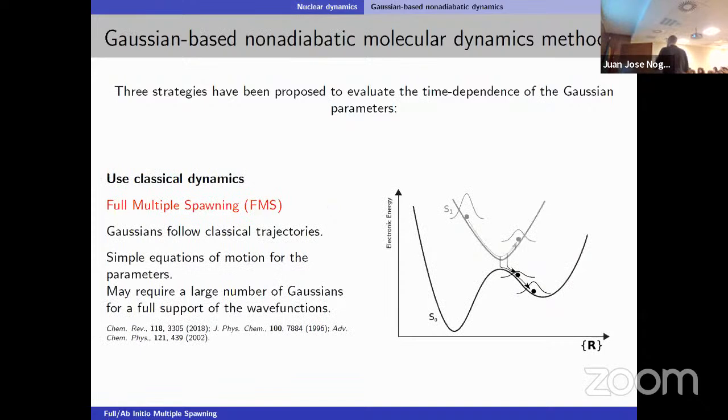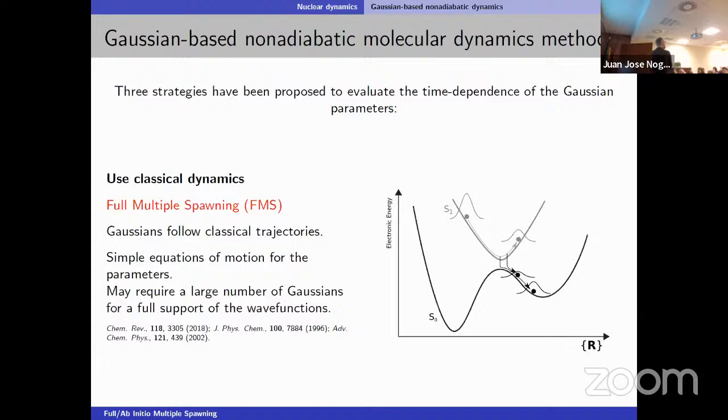Now, the method of interest for today, the full multiple spawning that was developed by Todd Martinez in the 90s, where the idea here is to be very pragmatic and to say, well, these Gaussians are just going to follow classical trajectories. Okay, why not? So it's an approximation, of course, because we know that a wave function like quantum mechanics is not really the same thing as classical mechanics. However, it's a very, very efficient way of moving your Gaussians. You just make them evolve along classical trajectories.